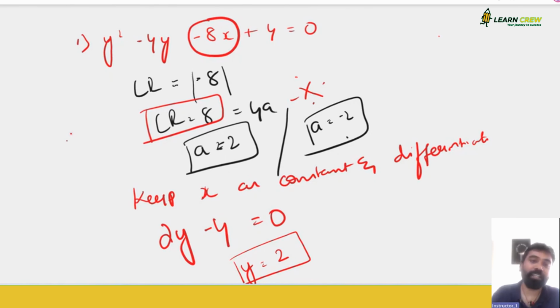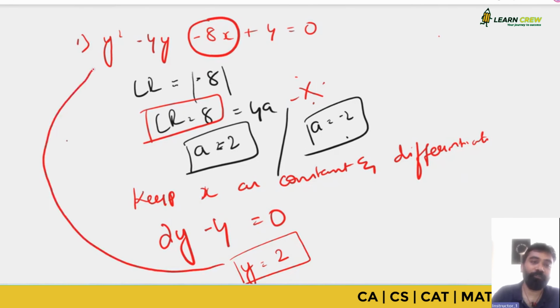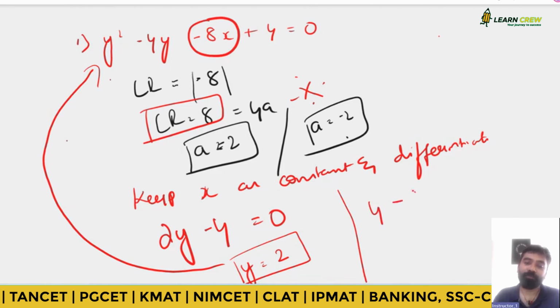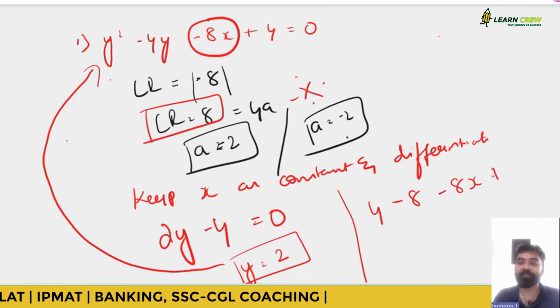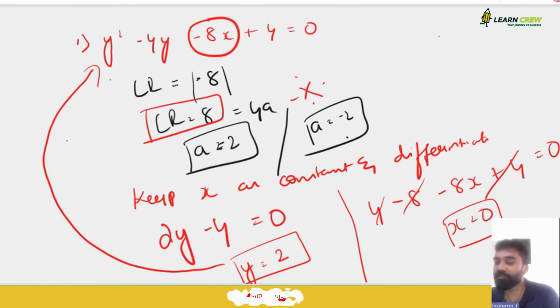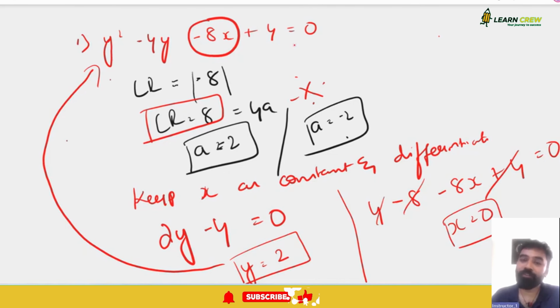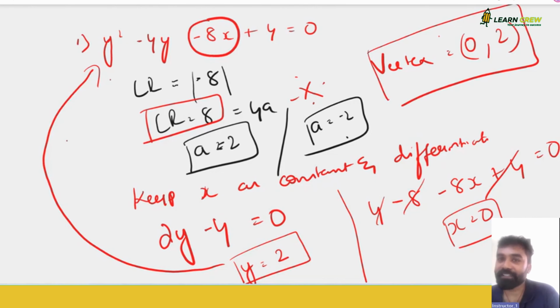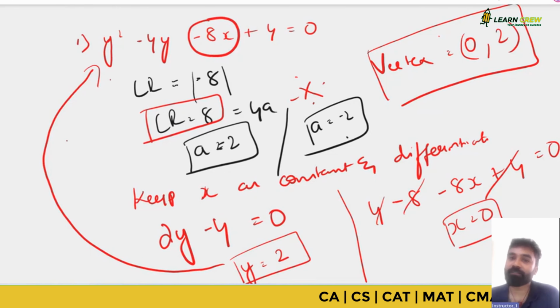If this is y, can you find out x now? Can you substitute this value of y in this equation and find out x? That is going to be 4 minus 4 into 2, which is 8, minus 8x plus 4 equal to 0. 4 minus 8 plus 4 becomes 0, so x is equal to 0. So now what have you found? Vertex. Vertex is equal to (0, 2). So you have found the value of x and y, that is nothing but the point of the vertex.